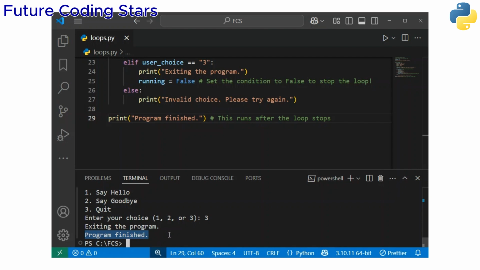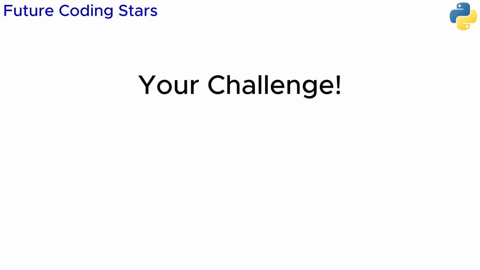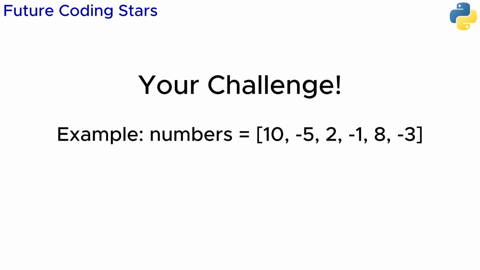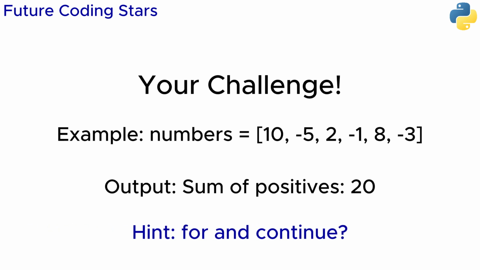You've done great work following along. Now, it's your turn to put your loop skills to the test. Coding challenge. Your task is to write a Python program that takes a list of numbers. Use a loop to calculate the sum of only the positive numbers in the list. Think about which loop is best suited for going through a list, and how you can skip adding the negative numbers to your sum. Hint: remember that continue statement? Pause the video right now and give it a try. Coding is all about practice.